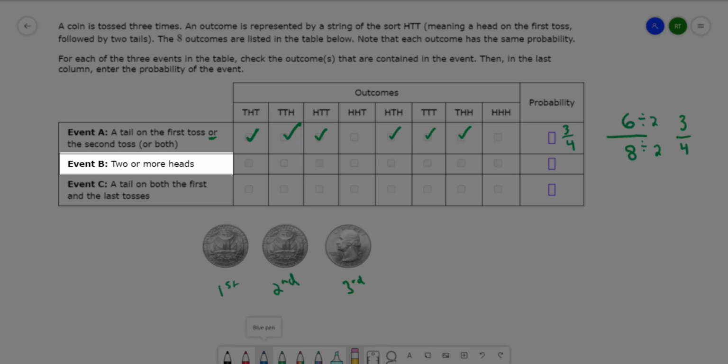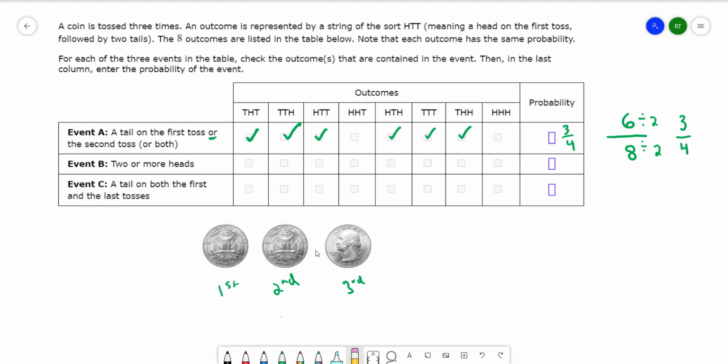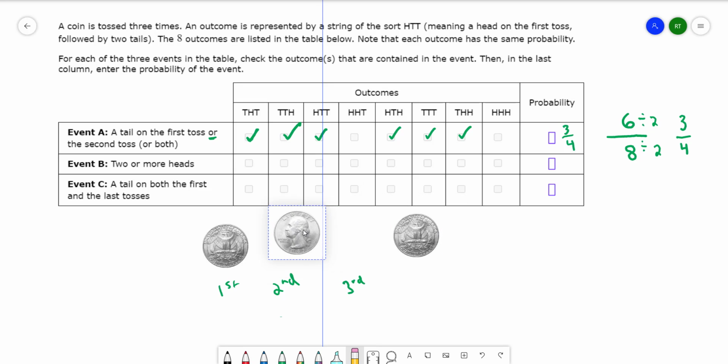For event B, they're asking us to check for 2 or more heads. So notice that we're not looking at if it's the first, second, or third toss. We're just looking at whether we have 2 or more heads that actually happen out of the 3 tosses. So let's look at the first situation. We have tails followed by heads. So let me just reorganize this.